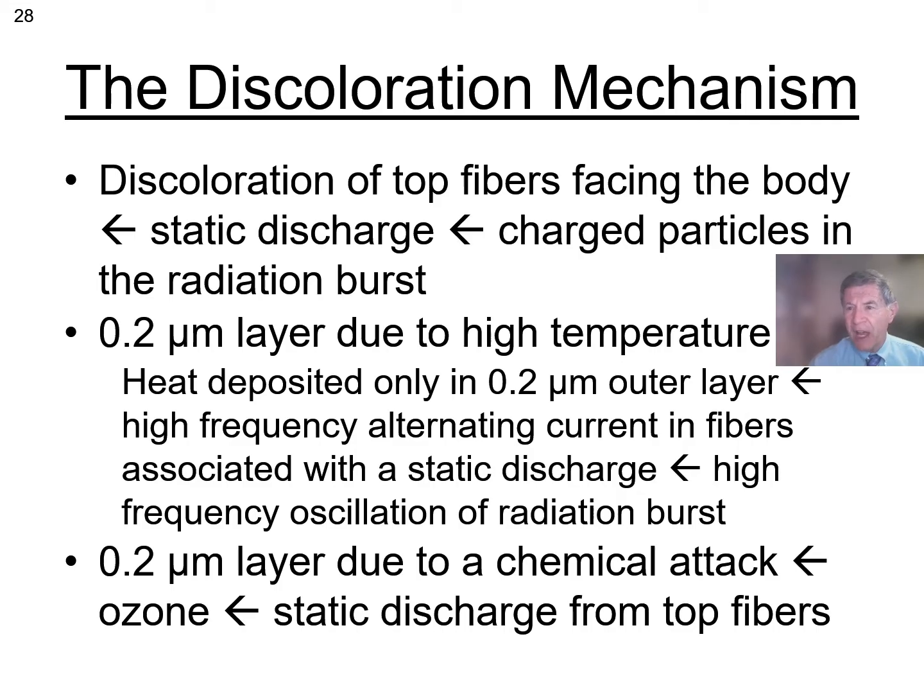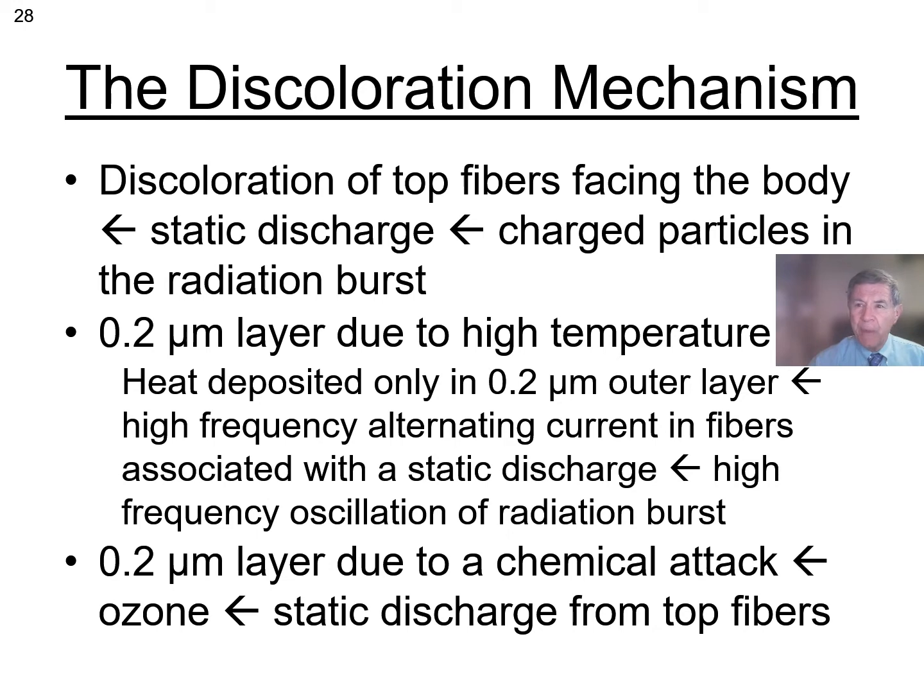What would cause such a high-frequency alternating current in the fibers facing the body? If the vertically collimated radiation burst from the body were oscillating between vertically up and vertically down directions with a high frequency of oscillation, it would cause a high-frequency alternating current in the fibers, which would produce a high-frequency static discharge from the top fibers facing the body, both on the cloth above the body and on the cloth below the body.